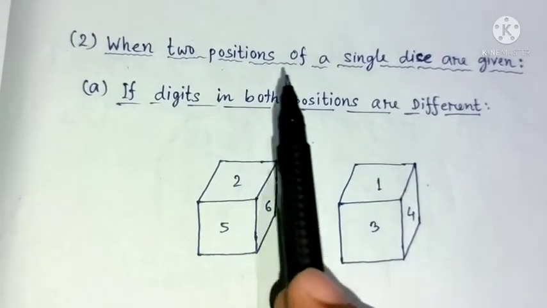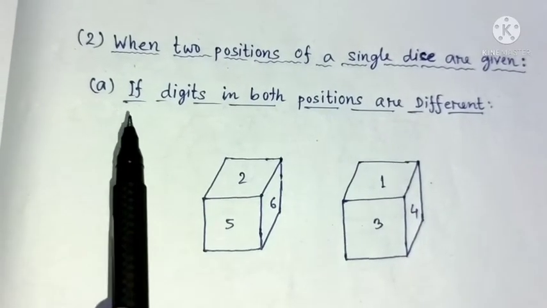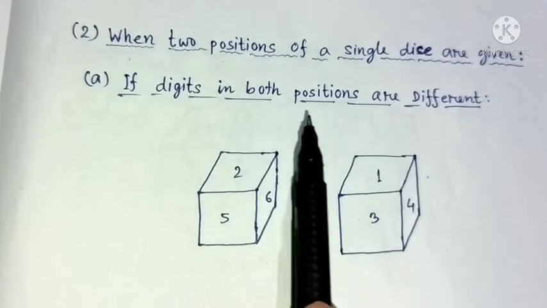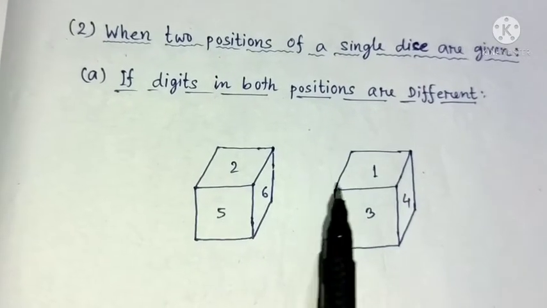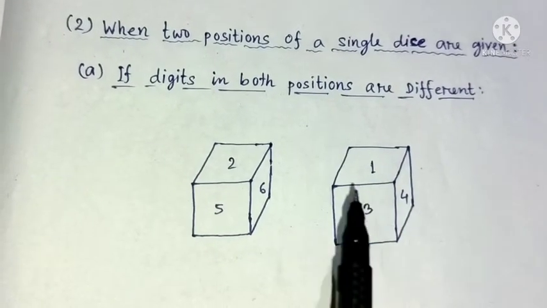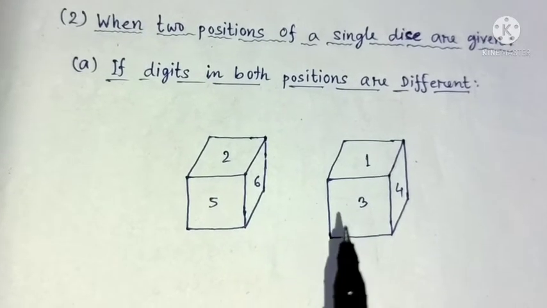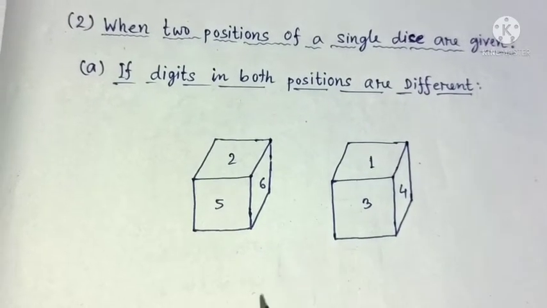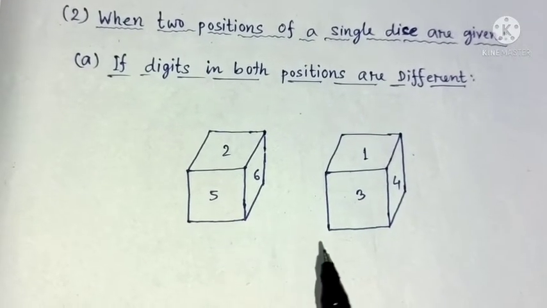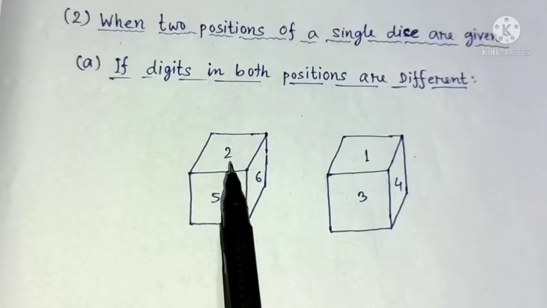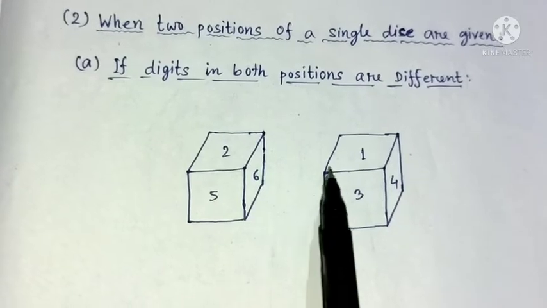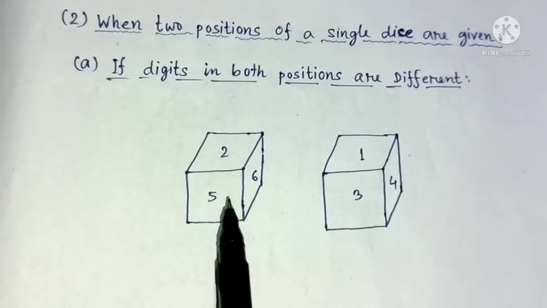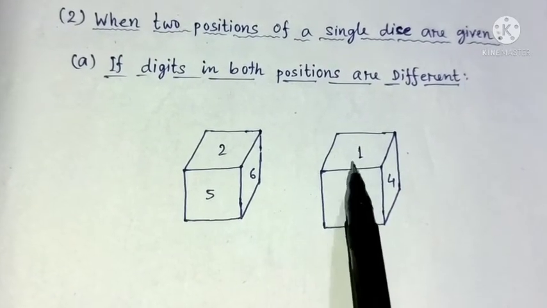Now another case arises, number 2, when two positions of a single dice are given. In case two positions are given, condition A is if the digits in both positions are different. That means one position has 2, 5, 6, and another position has 1, 3 and 4. No one is common to each other. In this case, the opposite faces we cannot decide directly. So 2's opposite face may be 1, 3, 4.